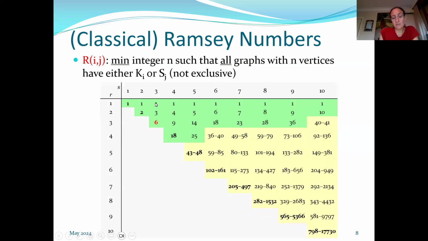Well, this is the table of what we know about classical Ramsey numbers. Here we have just shown R(3,3) equals 6. In green, you can see all the Ramsey numbers that we know to date for sure, so exactly. And whenever you have 2 numbers in some cell, that means this is the best known lower bound and upper bound. And you can see that the lower bound and upper bound are quite far from each other, right? So we know very few Ramsey numbers.